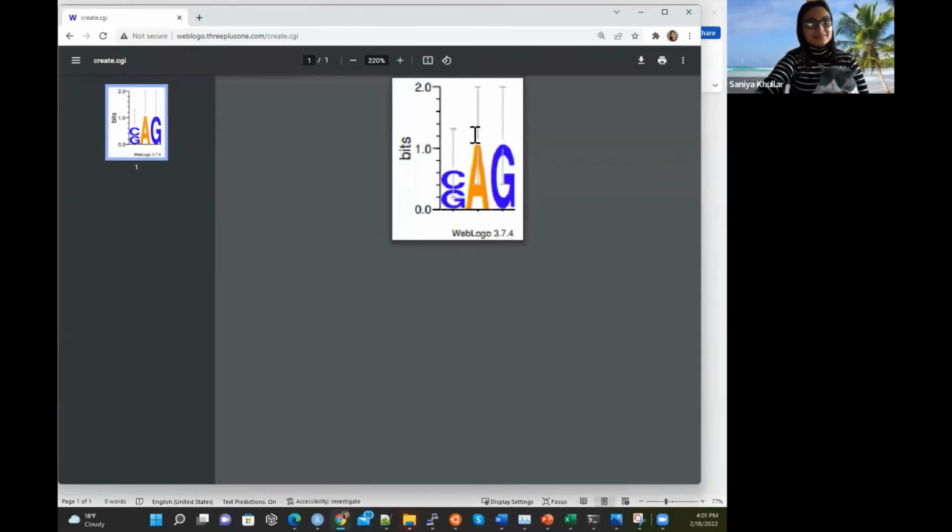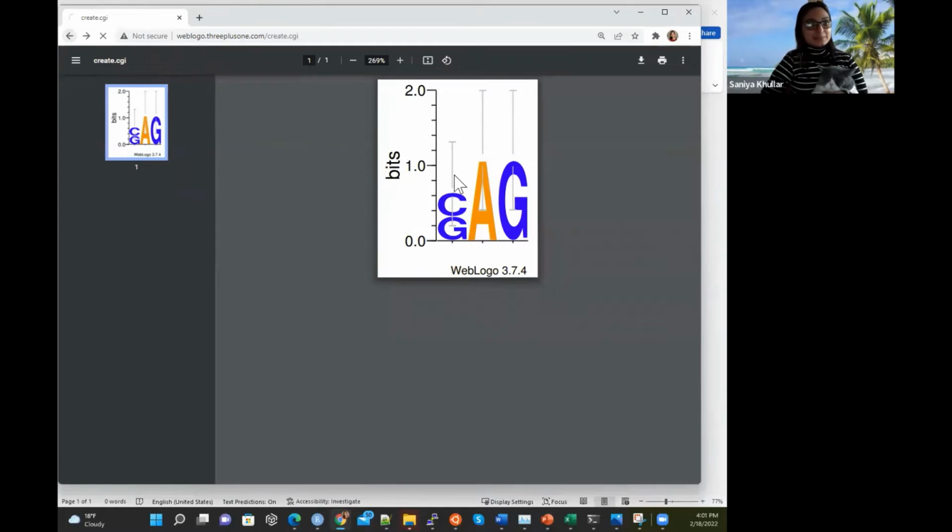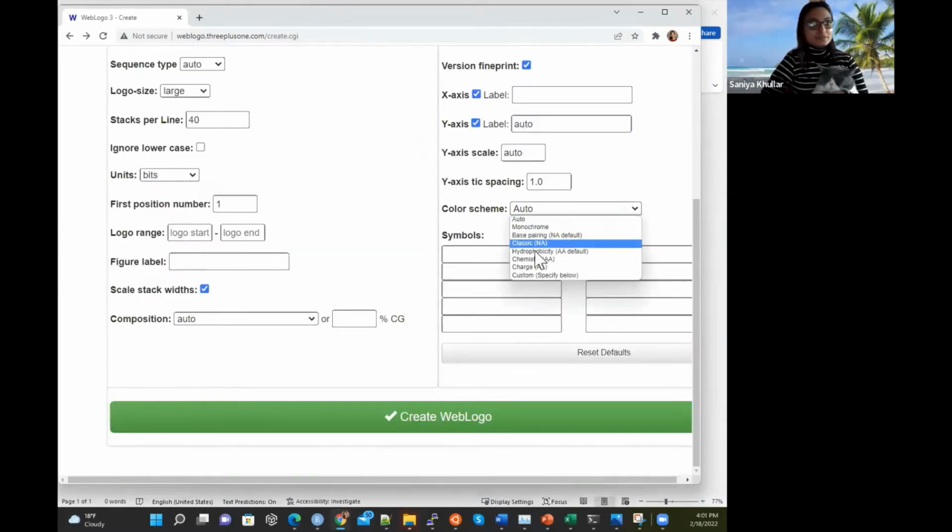Not so great. C and G are colored the same. So what we would want is to go with classic. That's what we would want to do, classic.